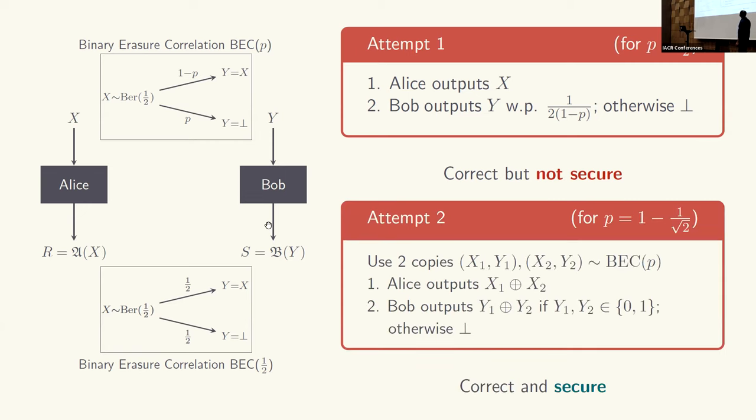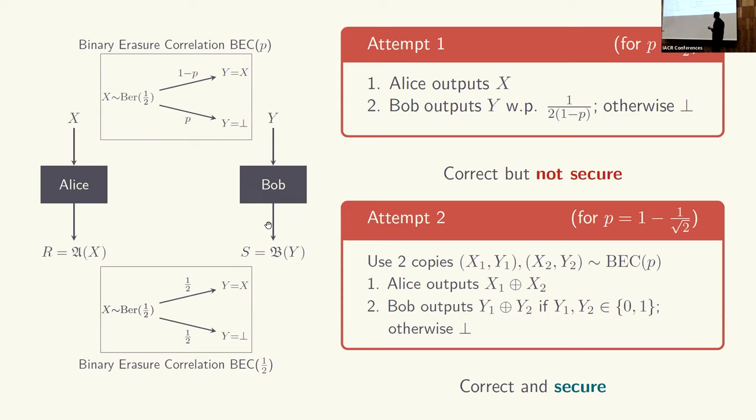Here we'll use two copies of the binary erasure correlation with erasure probability p. Alice is going to XOR x1 and x2. Bob is also going to do the same as long as y1 and y2 are valid, not erasures. And whenever either one of these is an erasure, he outputs a bot. And here things are secure. Why is this secure? Because if both these messages are non-bot, that is, belong to 0 and 1, then Alice and Bob are going to output the same value, because x1 XOR x2 equals y1 XOR y2.